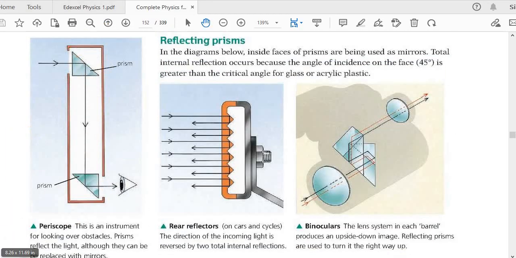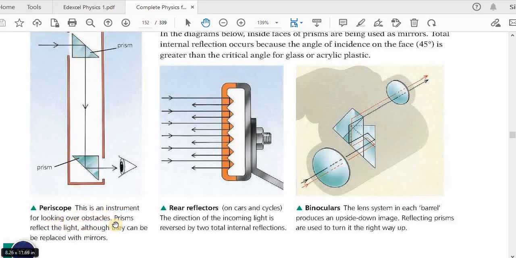You see here, this is a periscope. This is an instrument for looking over obstacles. Prisms reflect the light, although they can be replaced with mirrors. So instead of a prism, you can also have a mirror here. By the way, we use periscopes in submarines. The submarine is going underwater, it can put its periscope up above the surface of water and see what is happening above the surface of water when the submarine is in the sea.